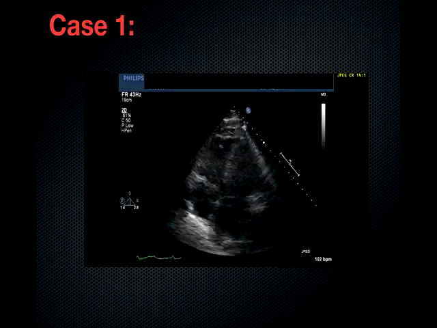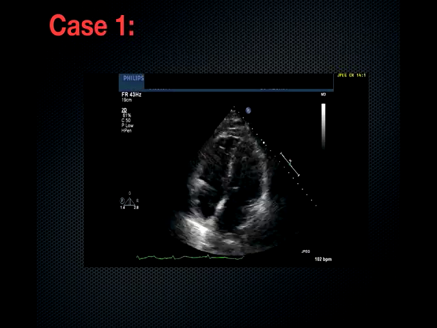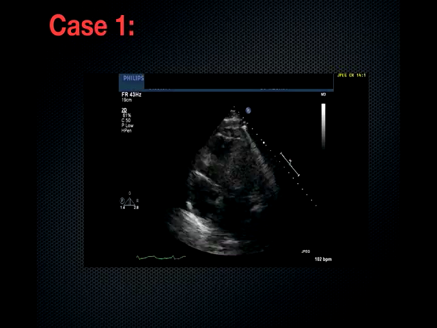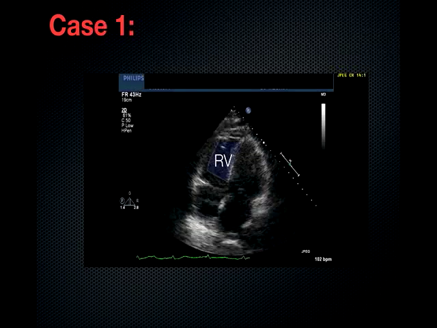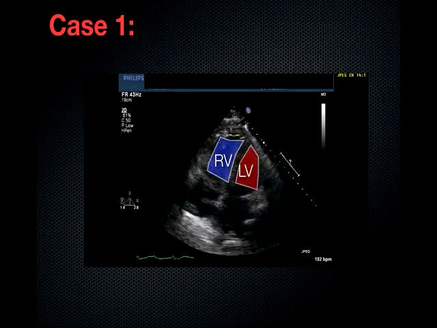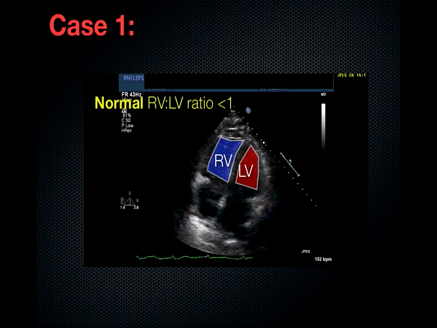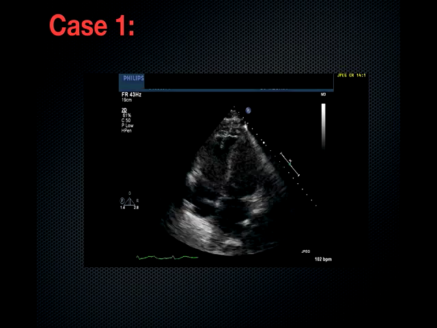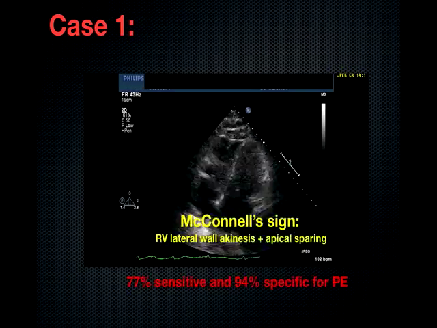Initially, you think about obvious abnormalities: chamber size and dimension, contractility, and you also think about the pleural space. Here, the right ventricle is larger than the left ventricle. That's not normal. The right ventricle should always be smaller. If it's the same size, then it's moderately enlarged. If it's larger, then it's severely enlarged.